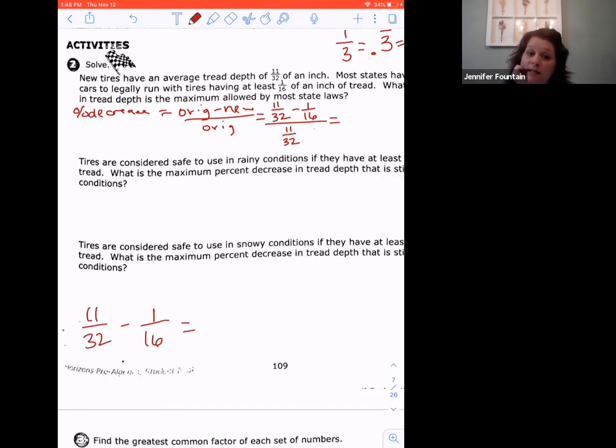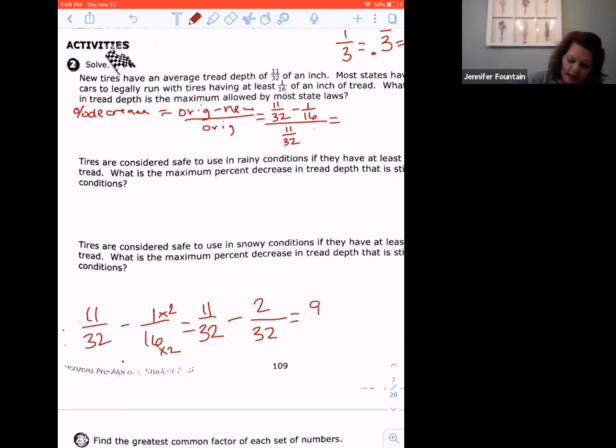I know that 16 is half of 32. So I'm going to keep 11 over 32 minus. Now I've got to change my denominator of 16 to 32. 16 times 2 is 32. So if I multiply my denominator by 2, I have to multiply my numerator by 2. And 1 times 2 is 2. So now I have 11 over 32 minus 2 over 32. 11 minus 2 is 9 over 32.